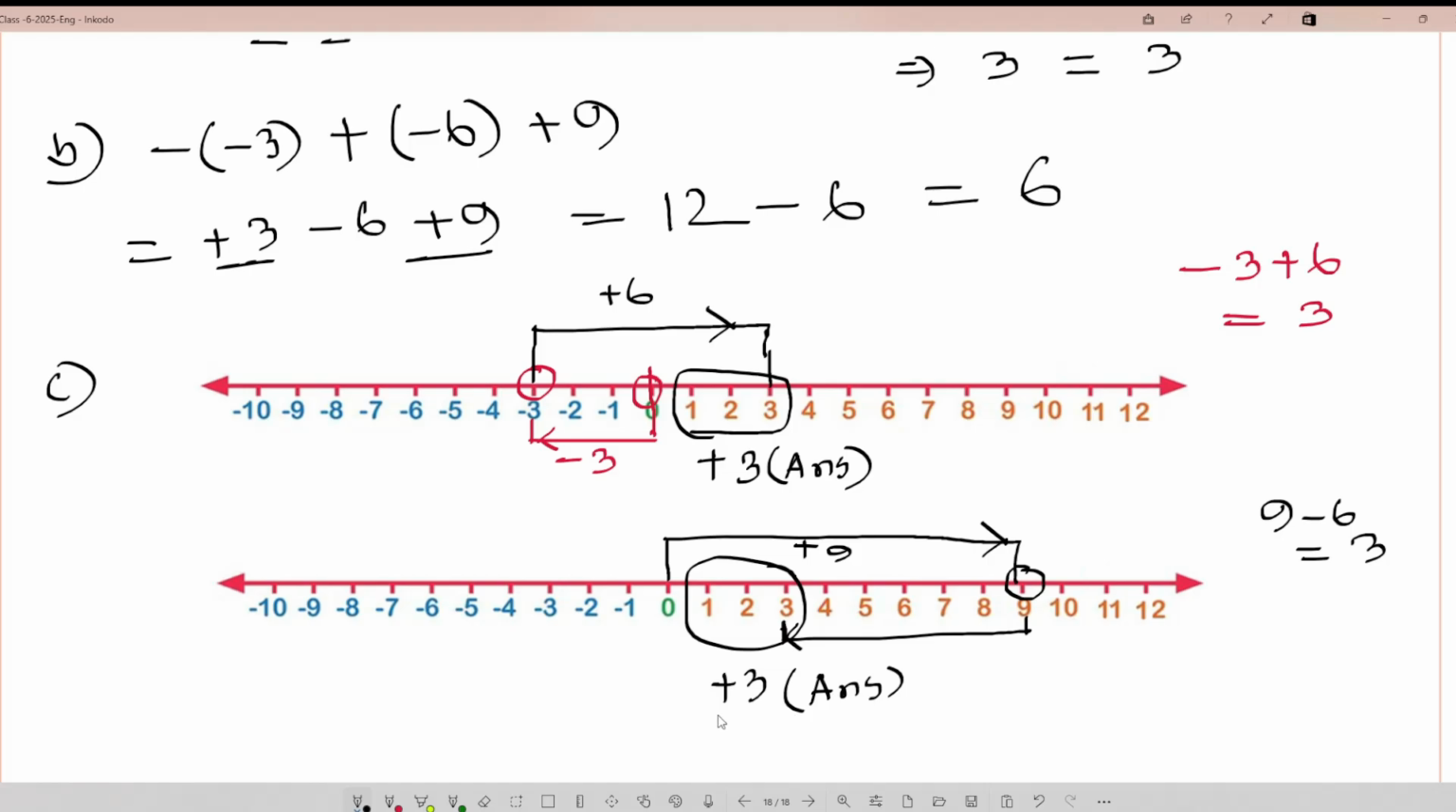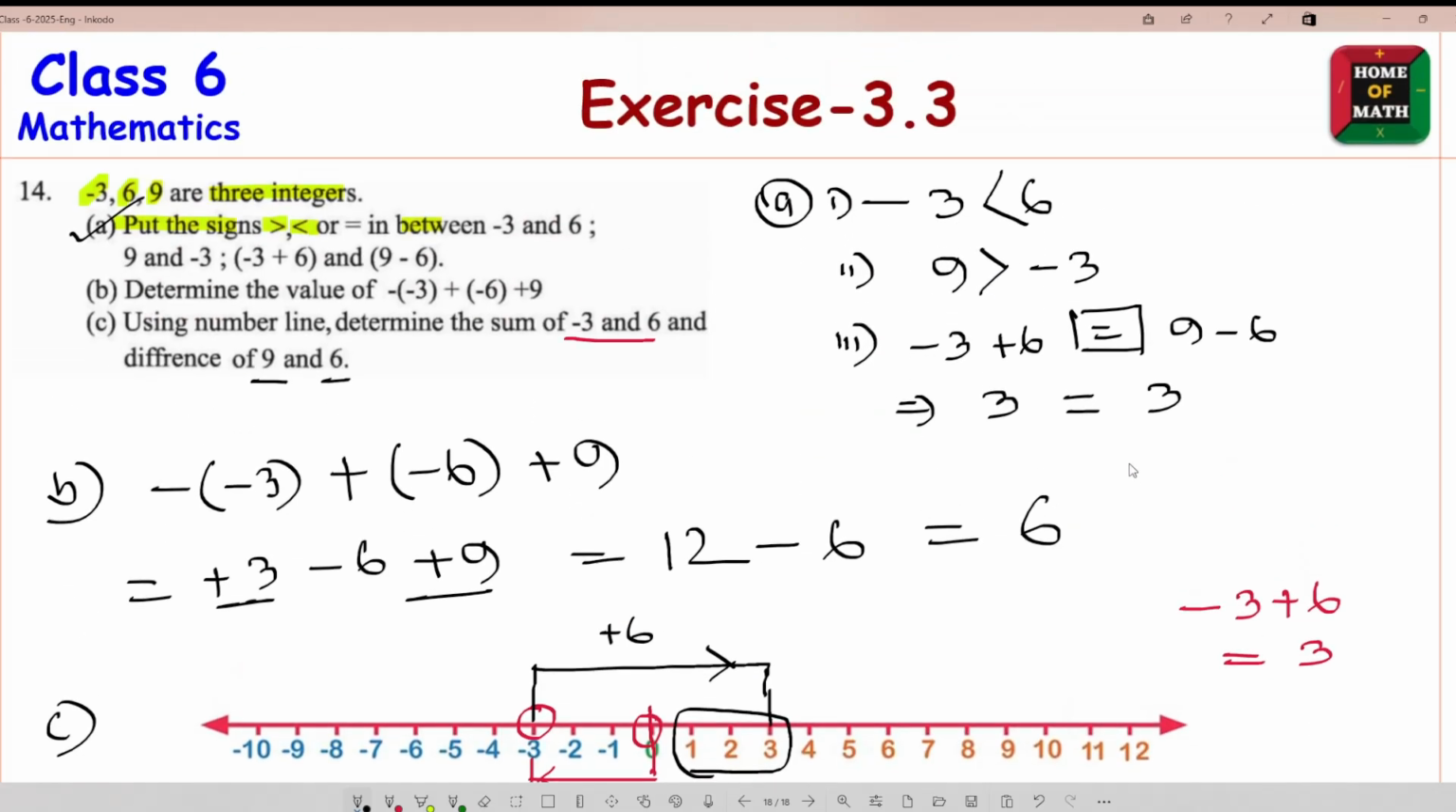So very easy. We determined by number line. So it's also very important in examination hall. So be careful about this thing. And after this we are trying to finish all the exercise of chapter 3. It means 3.1, 3.2 and 3.3.